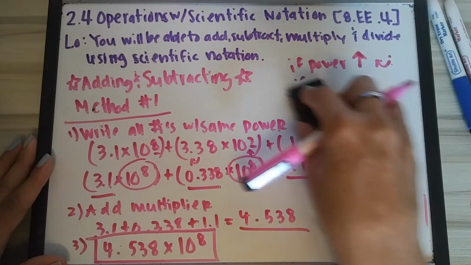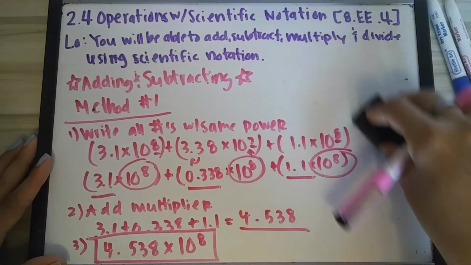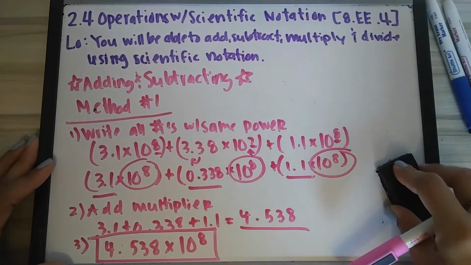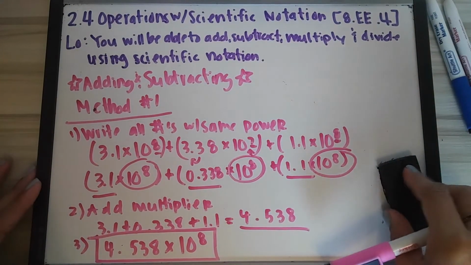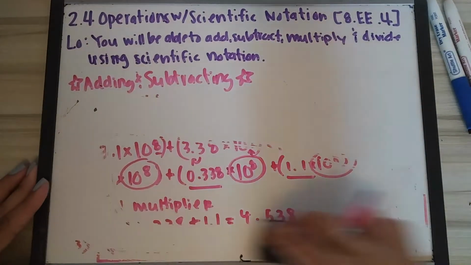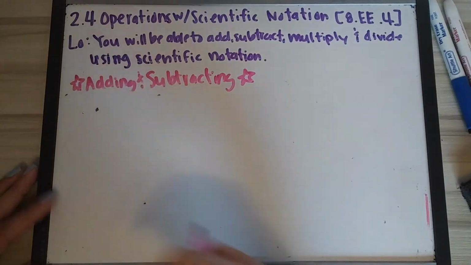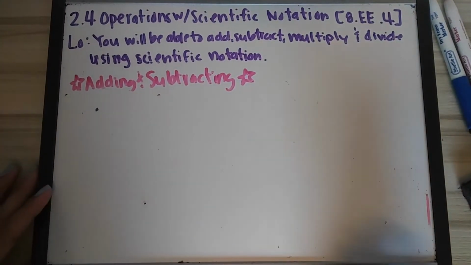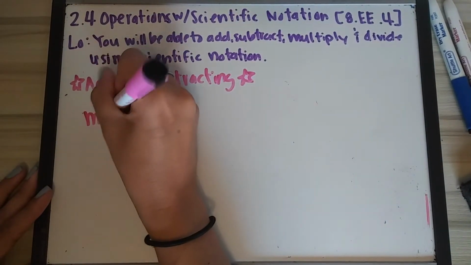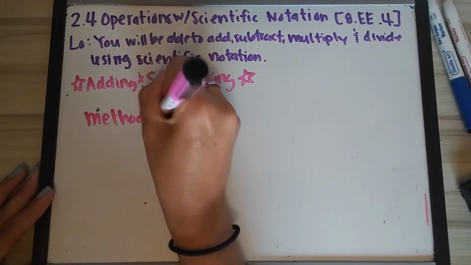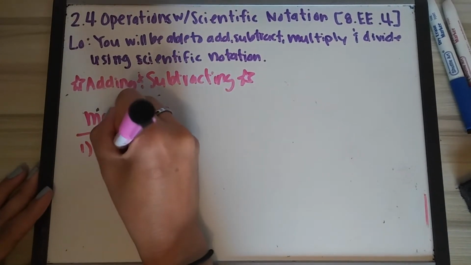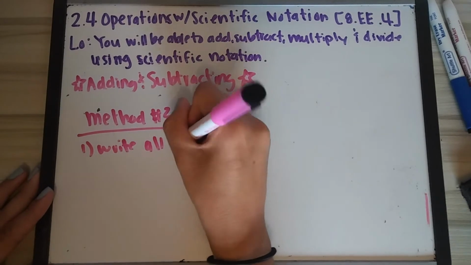Let's go over the second method. Some of you might prefer the second method. I just think it's a little bit more work, but whatever works for you, that's what you do. First method, we usually use our toolbox, right? We use our tricks. Second method is you're going to write all the numbers in standard notation.